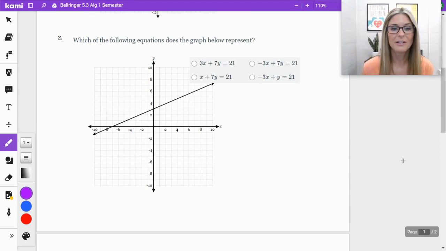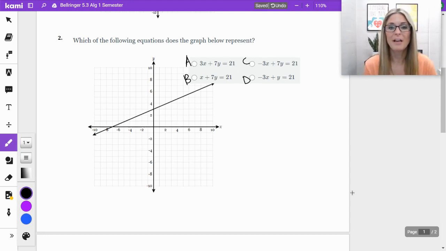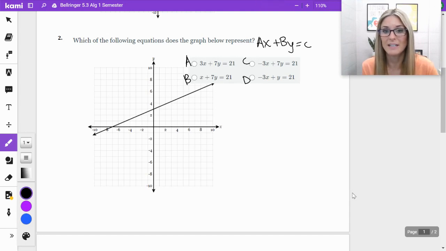Number 2, which of the following equations does the graph below represent? You've got multiple choice here. Let me label those as we talk. This is going to be A, B will go over to C, and down to D. Now, these answer choices are all in standard form, Ax plus By equals C. That's standard form for a linear function.